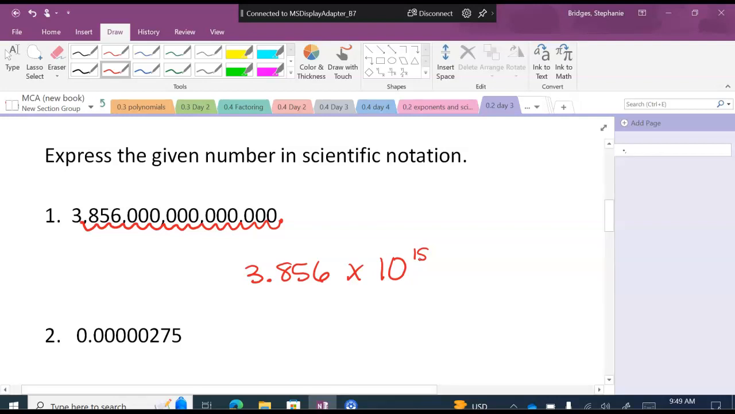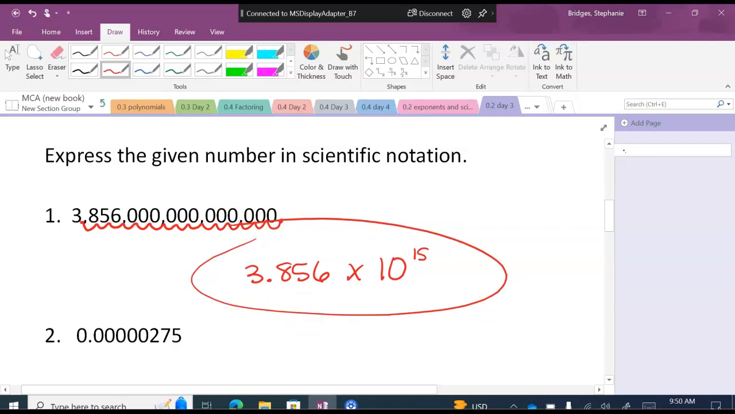If I'm writing it in scientific notation, if I go to the left, we're going to use a positive exponent. If I move it to the right, we're going to use a negative exponent. Is everybody okay with that? Okay. And that's all we have to do.